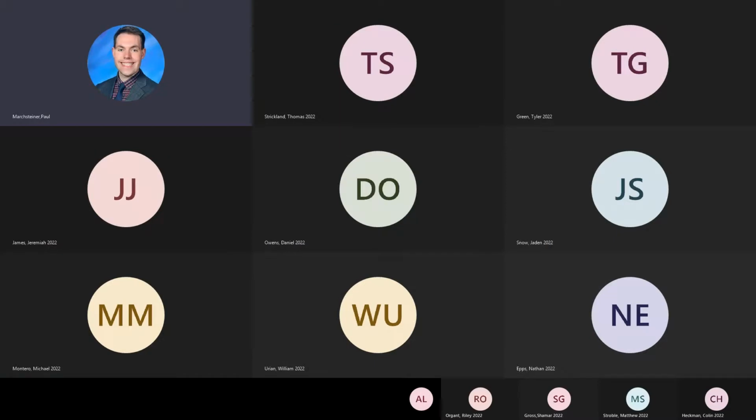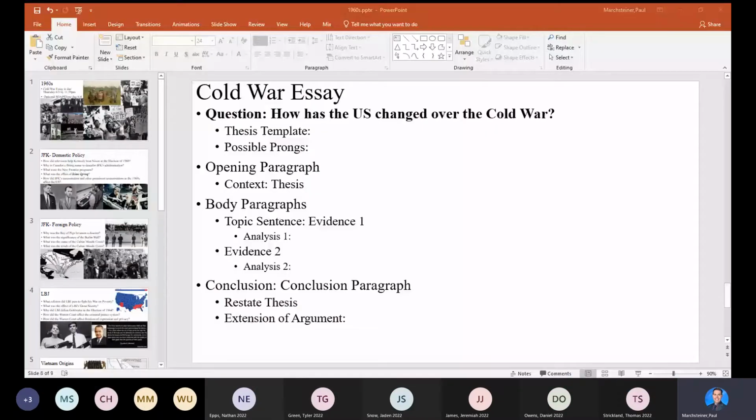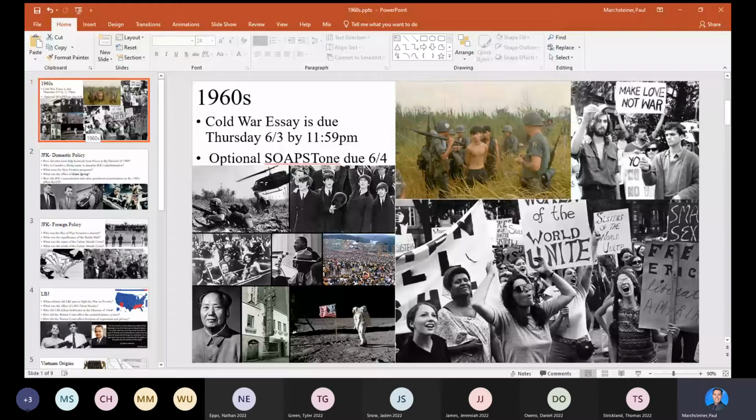Okay, so a couple of reminders as we get started for today. Number one, your Cold War essay. That's going to be the first half of class today. It's talking about that assignment that is due this Thursday by 11:59 p.m. The last major assignment of the semester. It's worth a good chunk of points, so it can swing your grade for the better or for the worse. So take this assignment seriously.